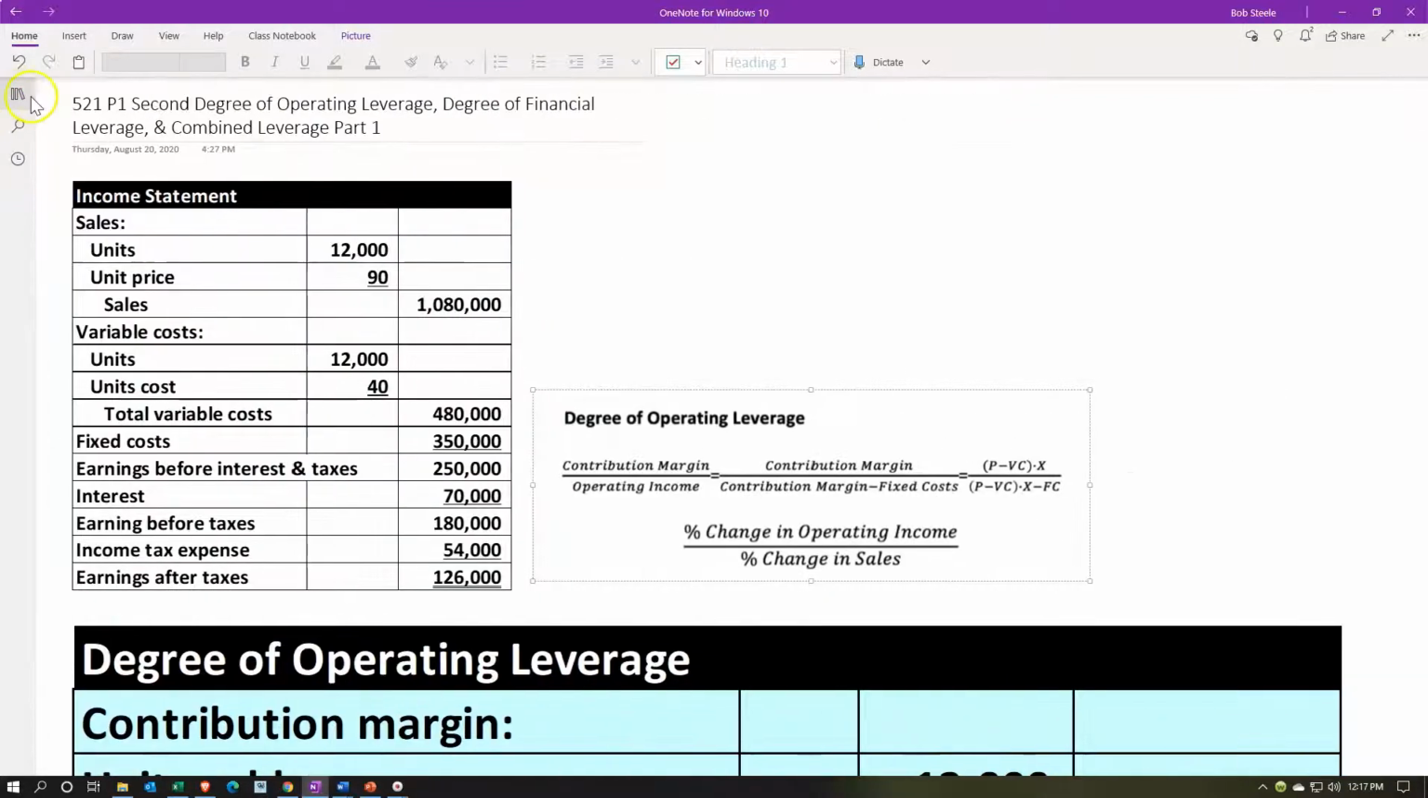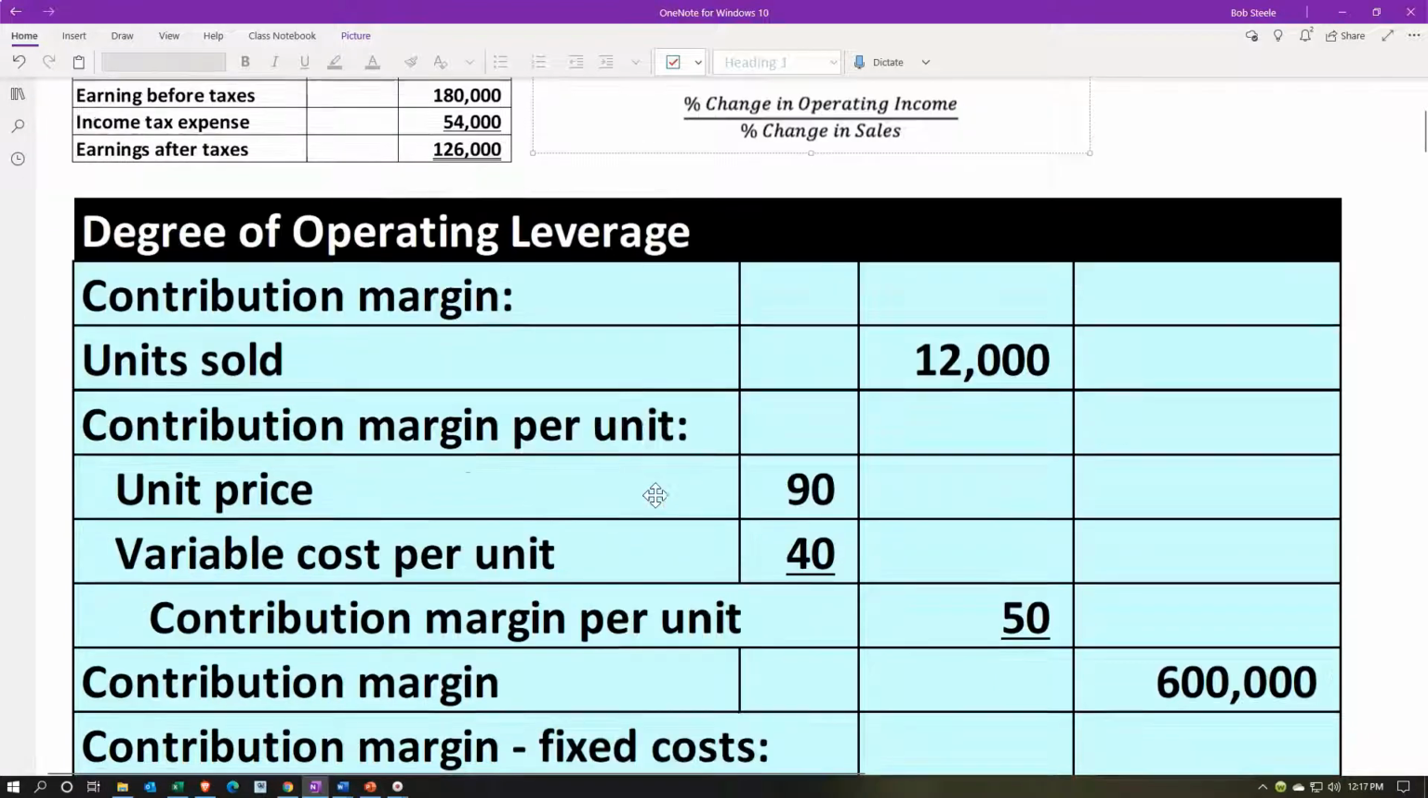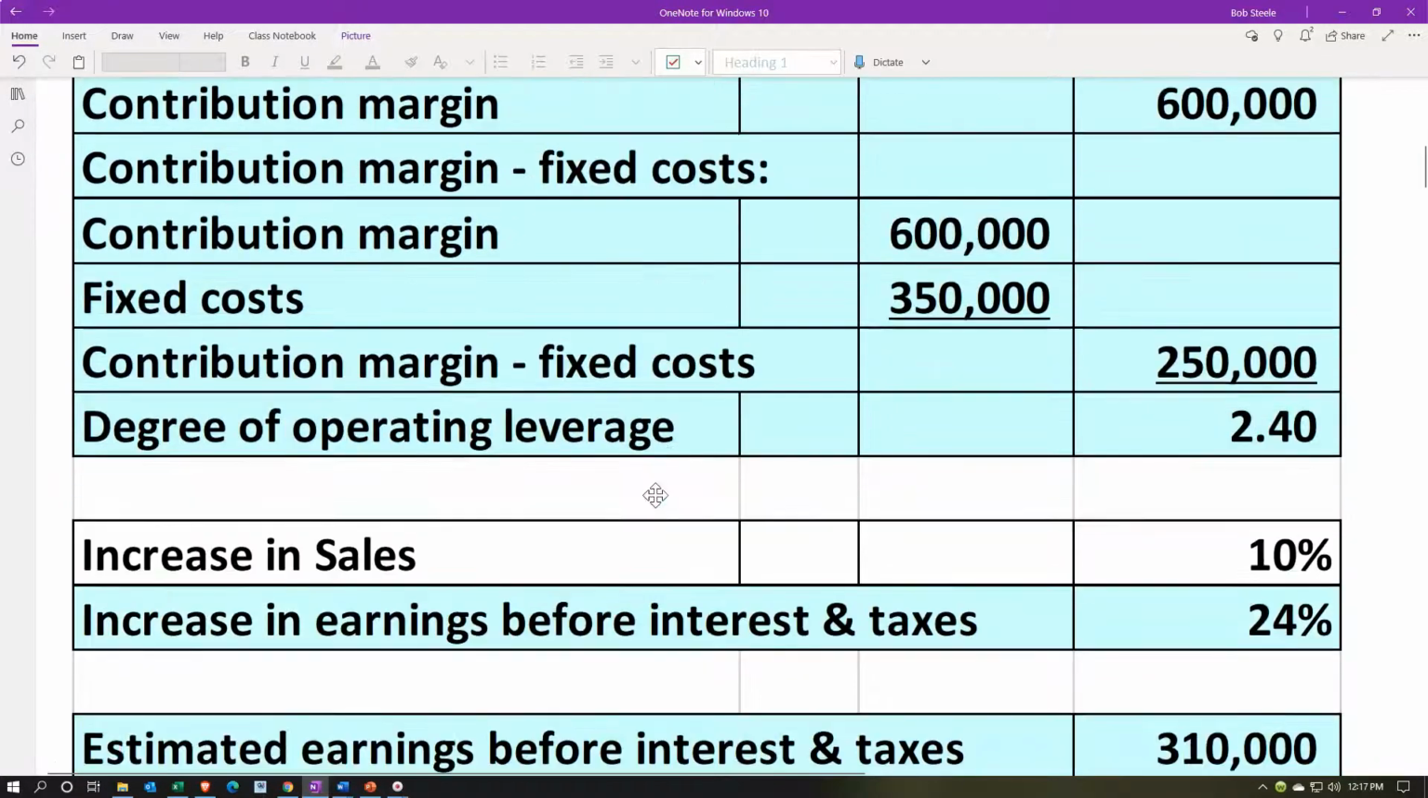Closing this back out, we're going to have our information up top. Now note this is the second part of this problem, so if you haven't seen the first part, you might want to go back and check it out. We focused in it on the degree of operating leverage, the leverage related to the breakout between basically variable costs and fixed costs. The more of the fixed costs we had, the leverage typically will increase as we lean over to the fixed costs as opposed to the variable costs.